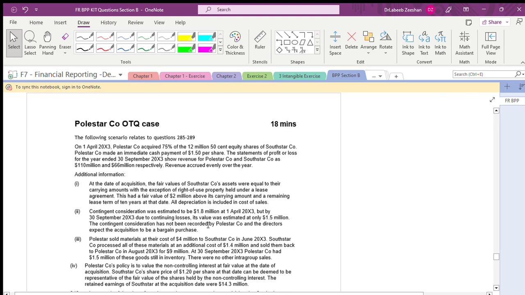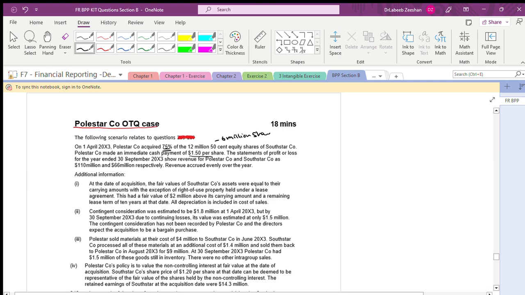Fine. Now we'll do this also. Make it a point to go through the things. The following scenario relates to April 1st. Polestar acquired 75% of South Star, which means 6 million shares, at an immediate cash payment of 1.5 per share.